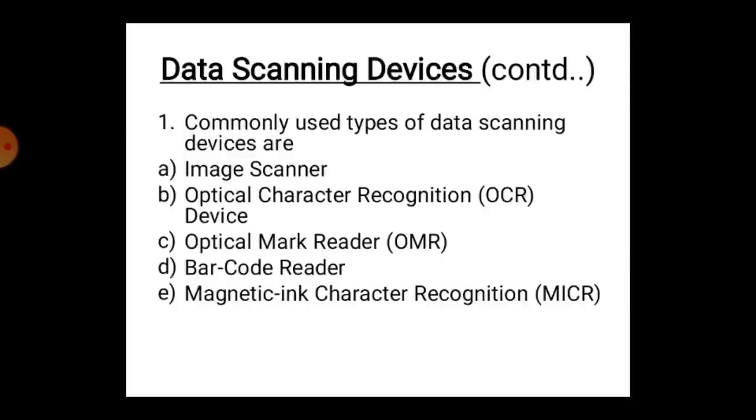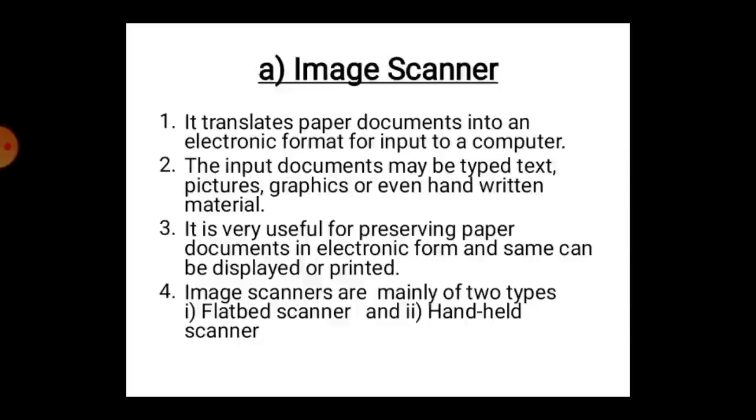Image scanner is most popular in any office where they scan the document and come out with a copy. Optical character recognition device is also very popular in recognizing various characters. Optical mark reader and barcode reader are very popular as input devices. Magnetic ink character recognition is very popular in the bank industry. First we will take image scanner.